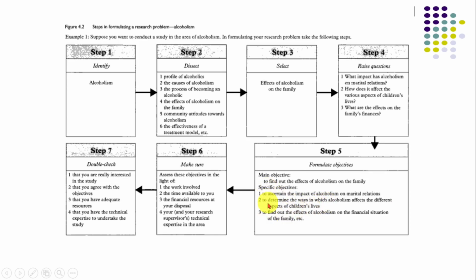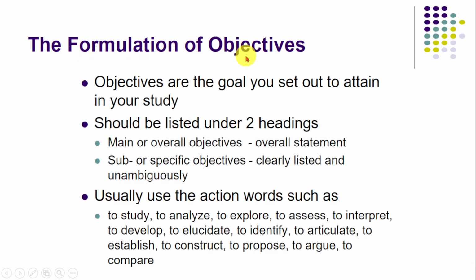So these action verbs are very important. Formulate a research objective. The objective or goal you set to attain in your study should be listed under two headings: main or overall objective, overall statement, and sub objective, specific objective. Usually use action words. So these action verbs are very important: to study, to analyze, to explore, to assess, to interpret, to develop, to elucidate, to identify, to articulate, to establish, to construct, to propose, to argue, and compare, and there are so many verbs.